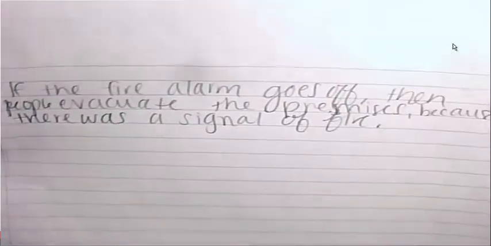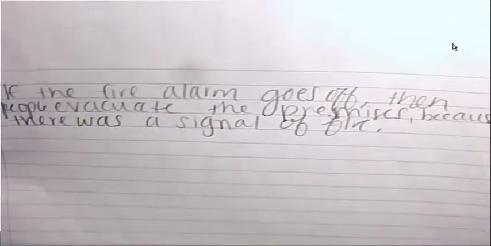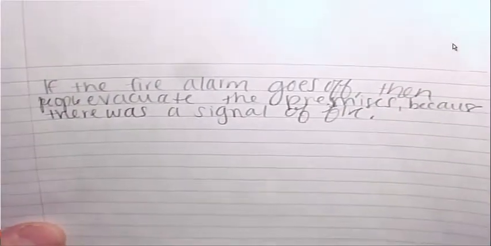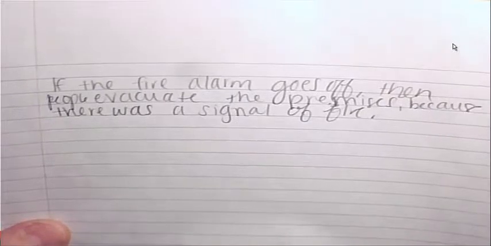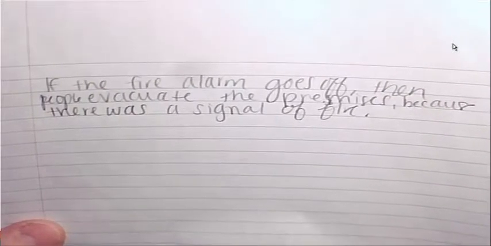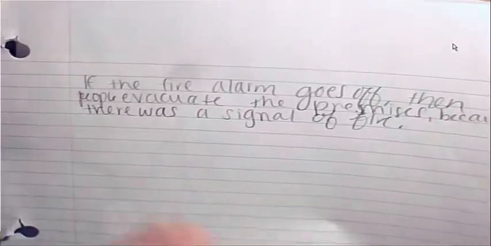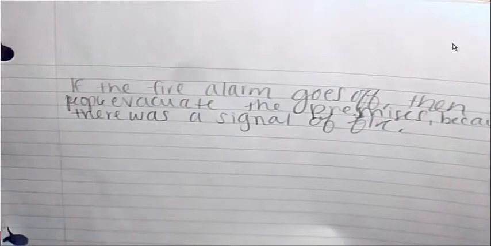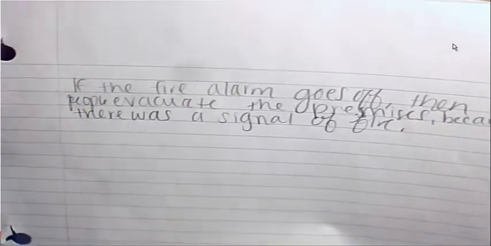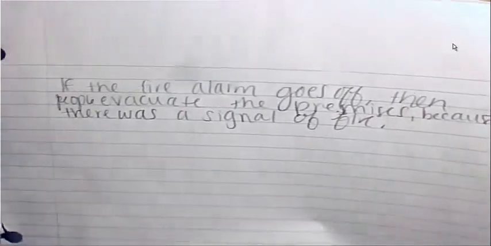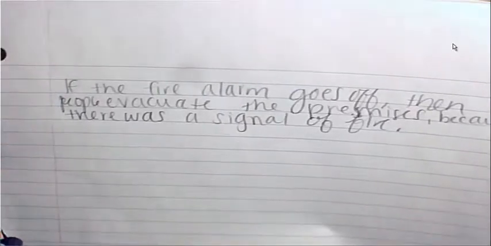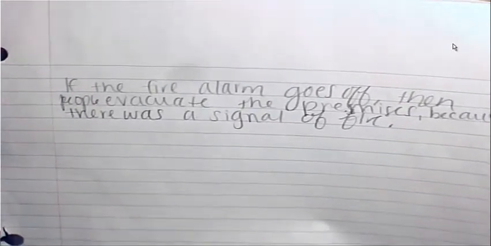Let's see here. If the fire alarm goes off, then people evacuate the premises because there was a signal of fire. Again, we don't have a true variable here. Still, we have the if-then form. You got that part right. That's good. Obviously, the independent data point is affecting the dependent data point. And the reason for it was the signal of the fire. Could be more explicit about that. This is a good place to start though, but we don't really have true variables here yet. Does that make sense to you? You've got to have variables if we're actually going to use them in an effective way in the sciences.